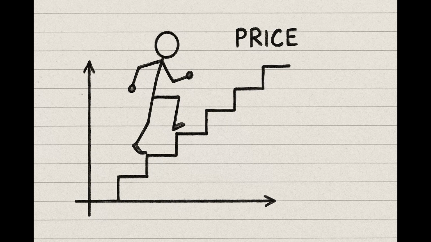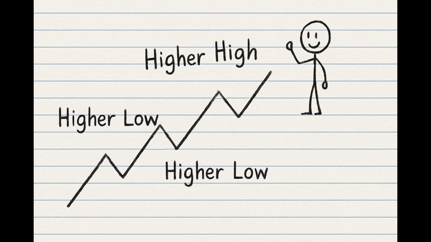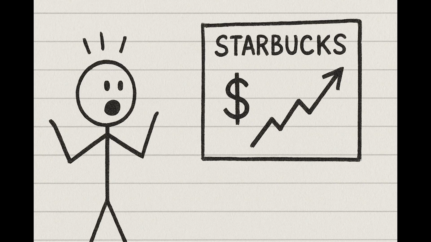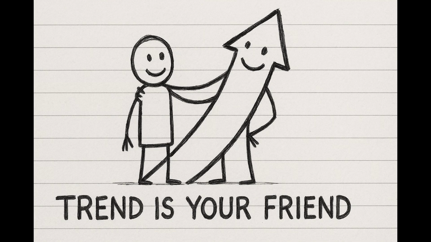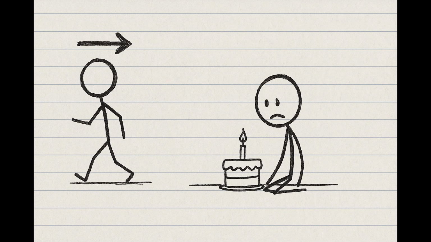Picture an uptrend as a stairway where each step is higher than the last. Prices keep making higher highs and higher lows, kind of like how your Starbucks order somehow costs more every year. Traders love following the trend because, well, the trend is your friend, until that friend forgets your birthday and bails.